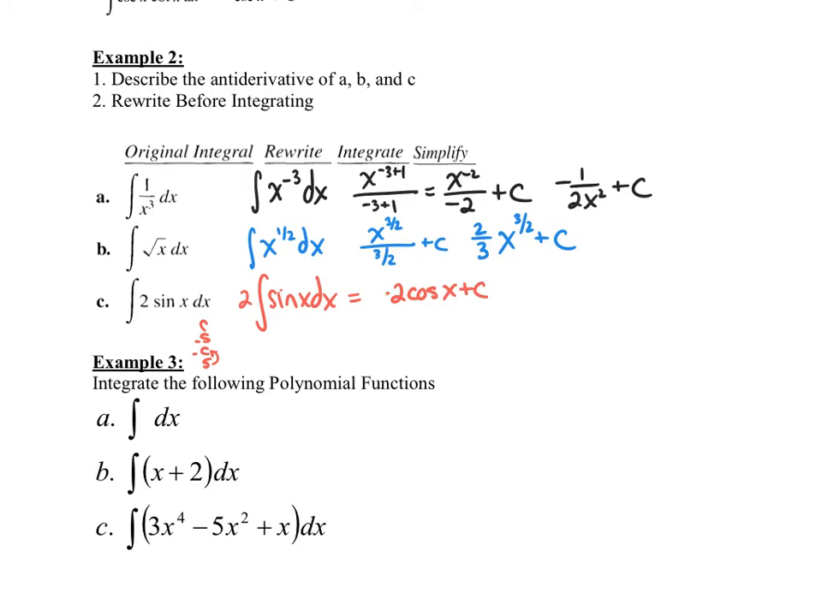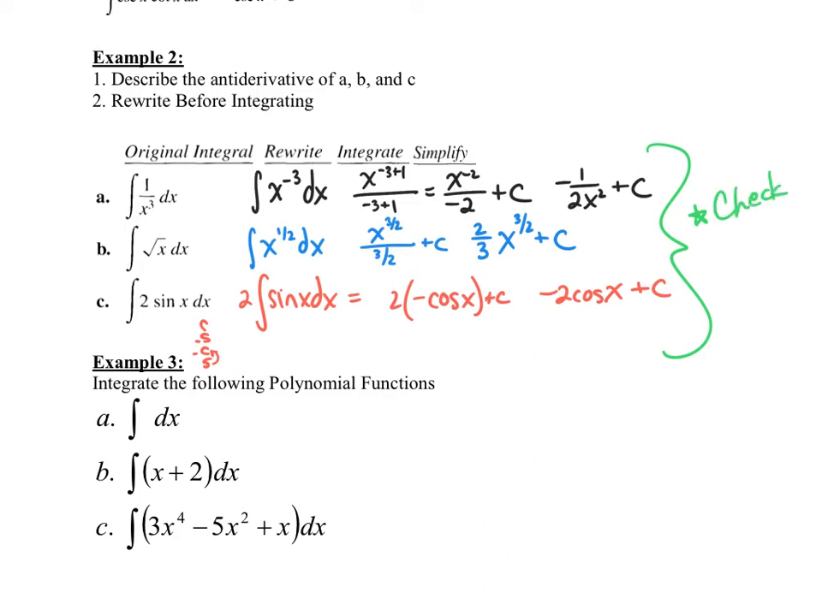Maybe it's best to show how I got there. So I left the negative 2 in front. I left the 2 in front. The integral of sine is negative cosine of x, and then plus c. So if I simplify it, it's negative 2 cosine of x plus c. All right? So for all of these, you can always check by differentiating. You can differentiate your answer to see if you get to the original value.